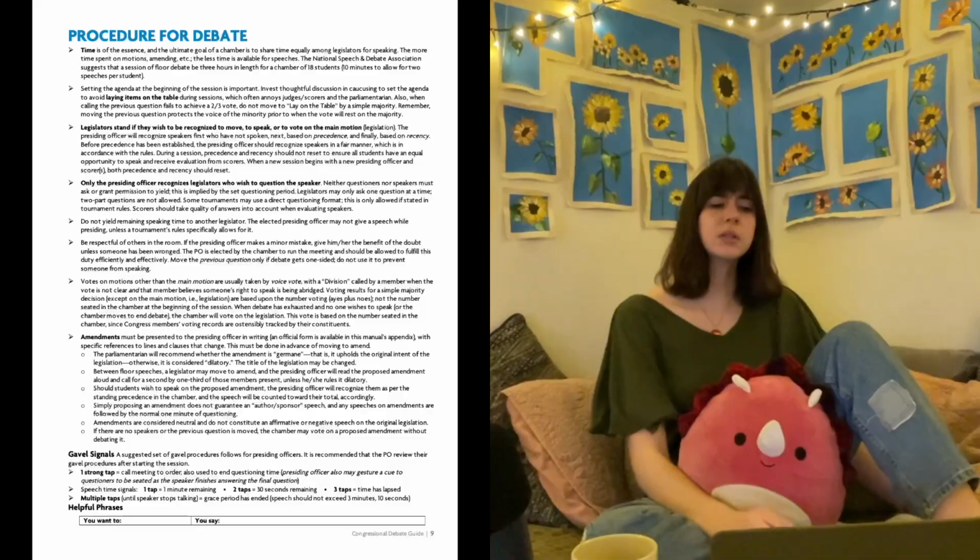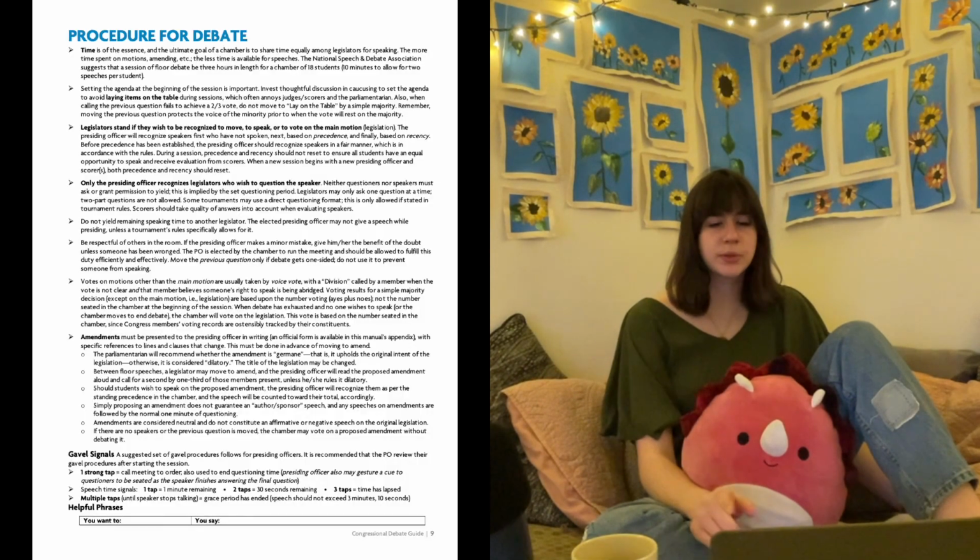Only the presiding officer recognizes legislators who wish to question the speaker. It's not the parliamentarian or anyone else. Clash generally isn't taken into consideration, but it depends, again, on the tournaments and tournament rules. Do not yield remaining speaking time to another legislator.